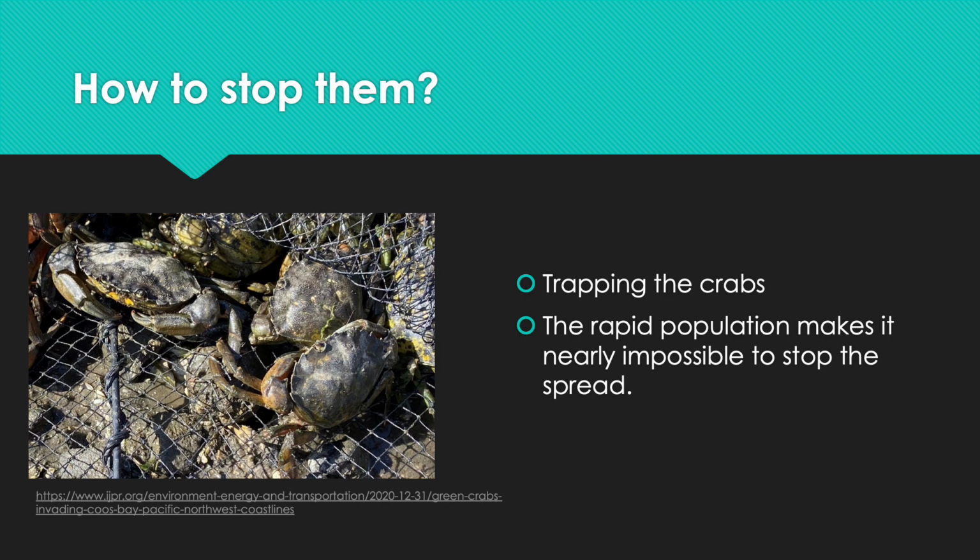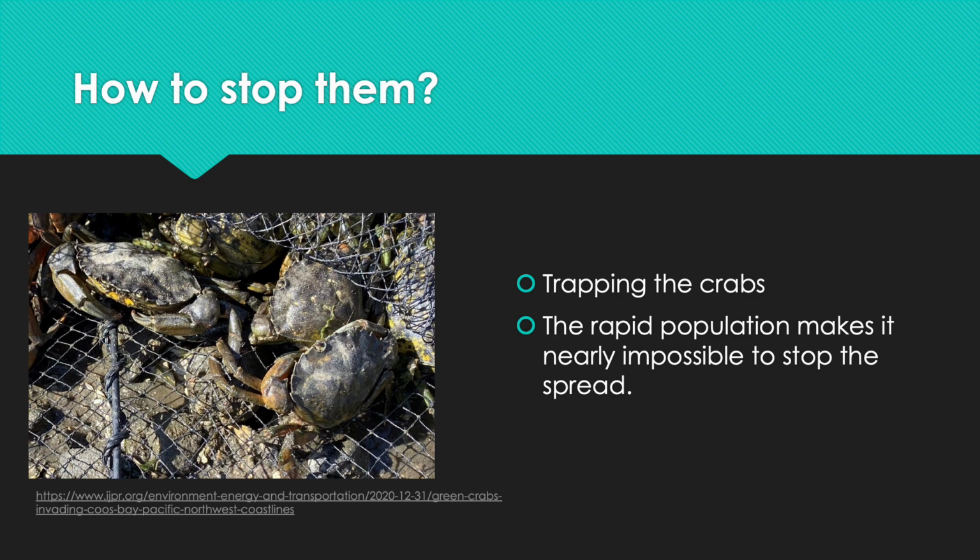Getting rid of green crabs off the coast of the United States is nearly impossible, just because of the sheer population of them and how quickly they overpopulate. But there are some ways that people are trying. And one of these main ways of stopping them is by trapping them in large numbers. By trapping them, you could also eat them, and this would make for reducing the population of them.